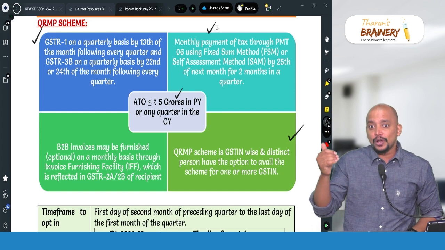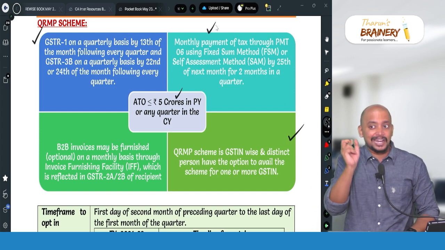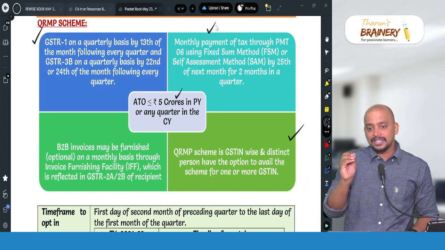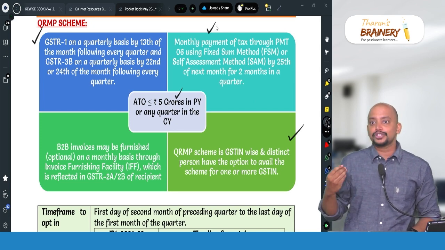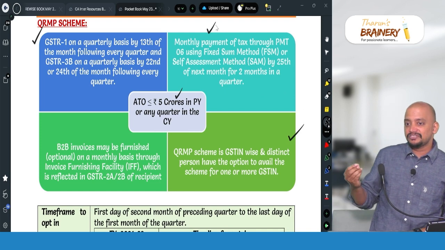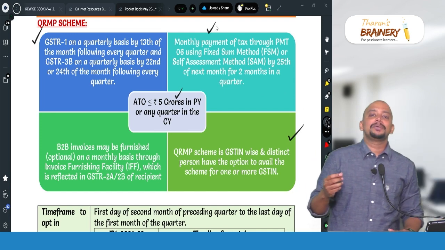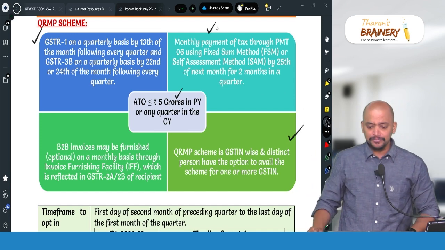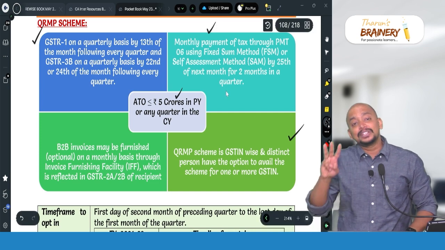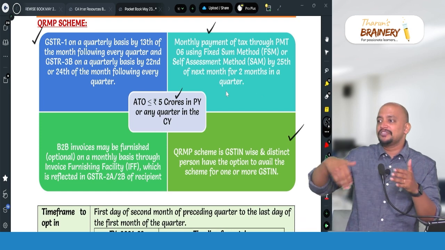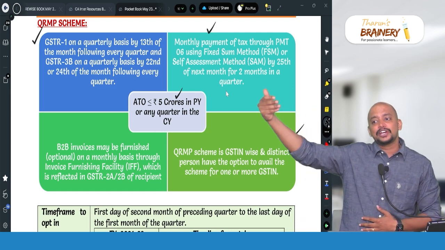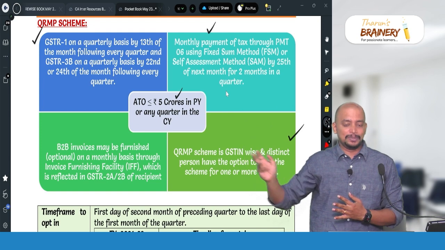25th of the month following every month, for the first and second month of the quarter. For example, say the July to September quarter they are going for QRMP. For July, they need to pay by 25th of August. For August, they need to pay by 25th of September. And what about the third month? For all these 3 months put together, they will be filing 3B by 22nd or 24th of October, and in that they will be paying.